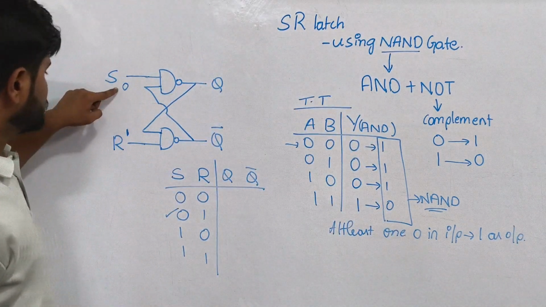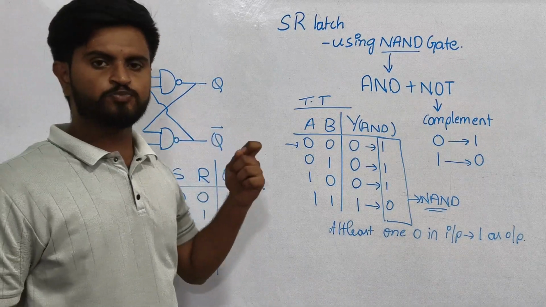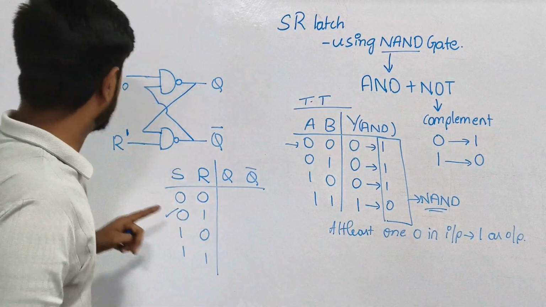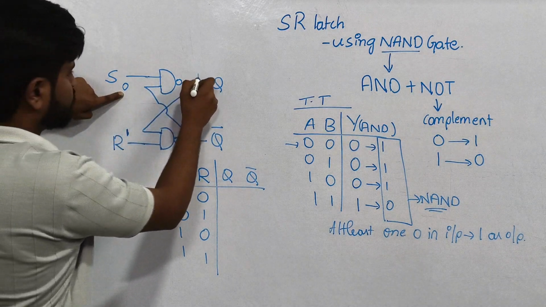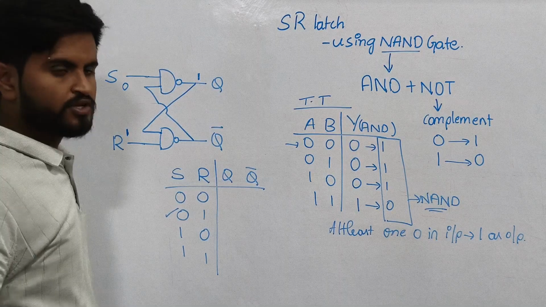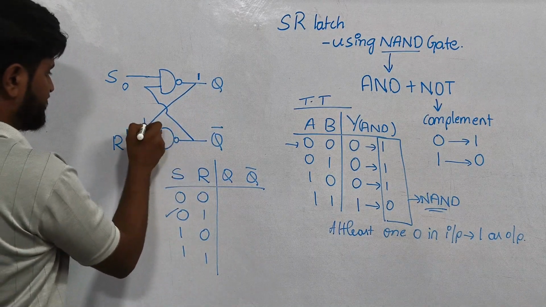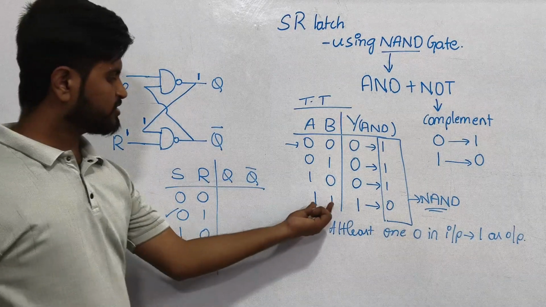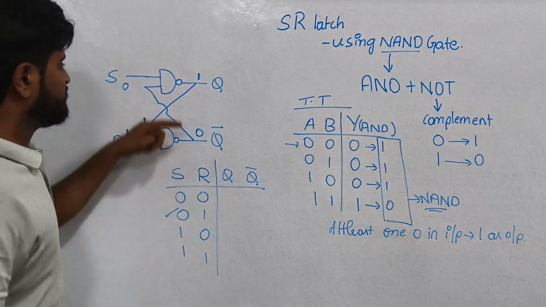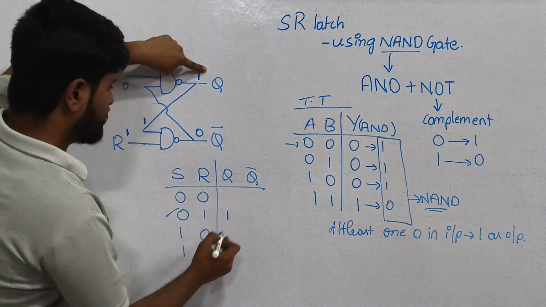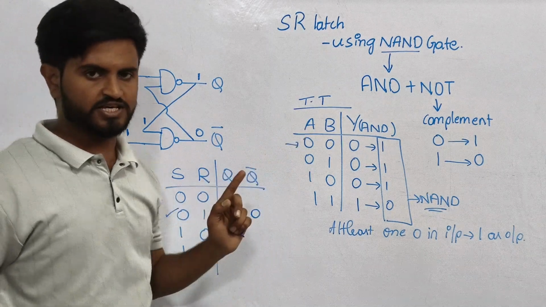So here, 0 is there, 1 is there. When 0 is one of my inputs, it will give 1 as my output. Now this output will be given as an input to this NAND gate, 1 and 1. When both the inputs are 1, my output will be 0. Here Q value is 1 and Q bar value is 0. Both the outputs are complement to each other.